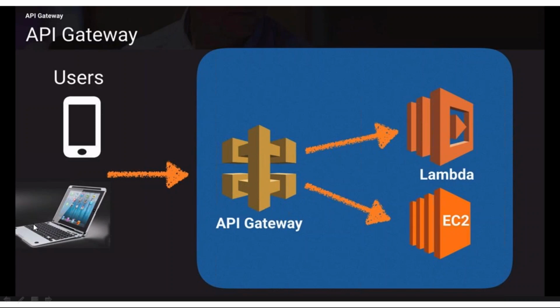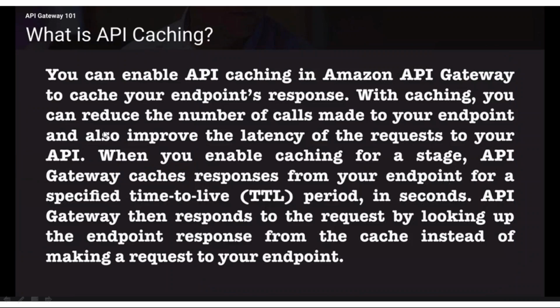So this is how the API gateway is put in between before the main service, whether it is EC2, Lambda, or something else. Now, a database can also be there in between. So, what is API caching? Now, with the API gateway, we can also do something called caching. You can enable API caching in Amazon API Gateway to cache your endpoint's response.